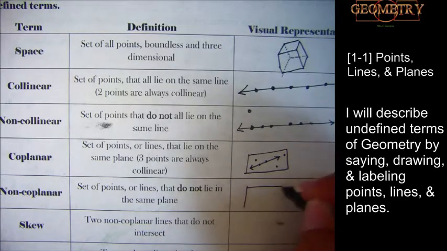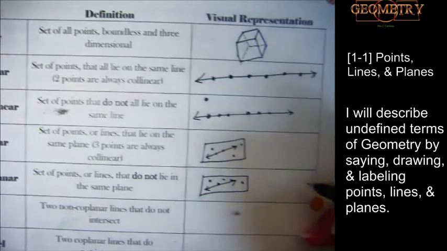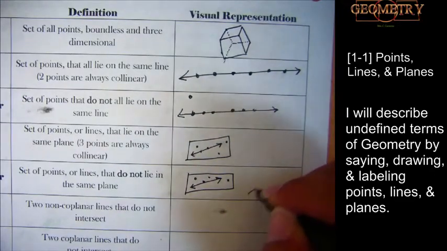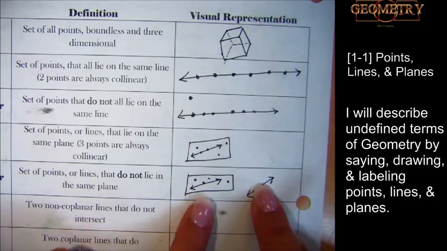But if I took another sheet of paper and I had some points and lines drawn on it, and then I went to some other sheet of paper and I drew a line, this line is not coplanar to that line.